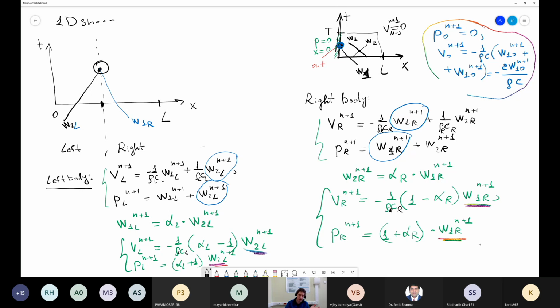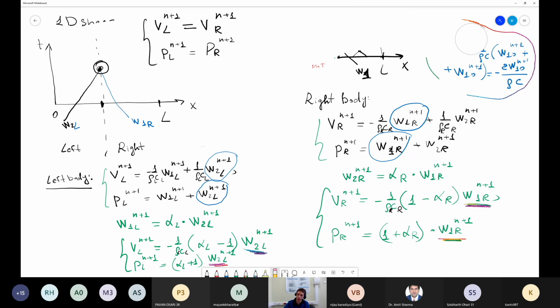Who is the owner of this point? The left part of the domain or the right? The correct answer is both. So this is a single physical point. That's why we can easily write that the velocity calculated for the left part at some time moment must be equal to the velocity calculated for the right part at the same time moment. And this holds for pressure too. So in any case, you can use any domain, but if you calculate the value at some point and both parts of the domain have this point, the values must be equal. So we will substitute here and obtain finally what we will obtain finally.